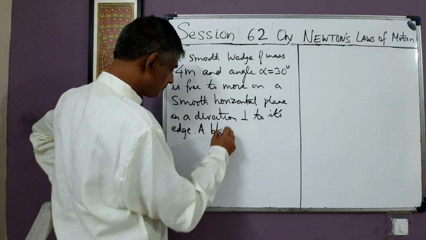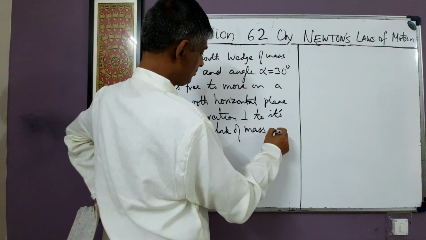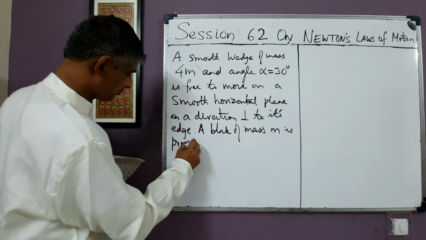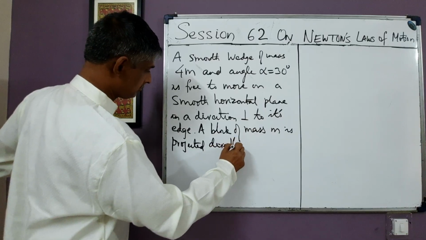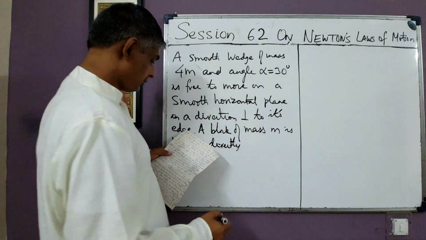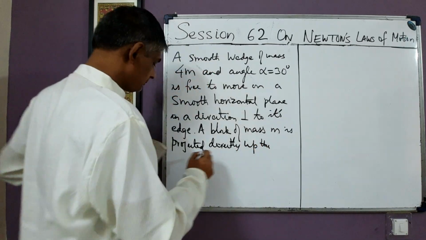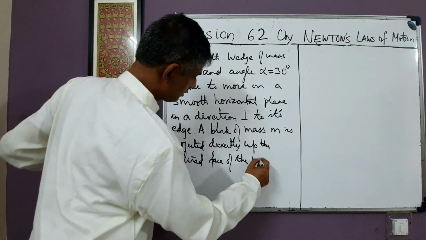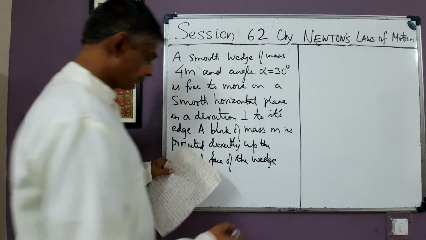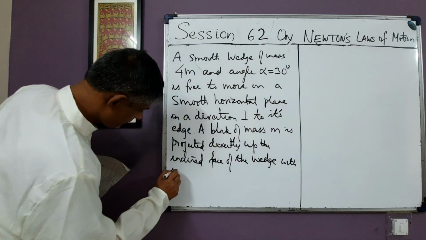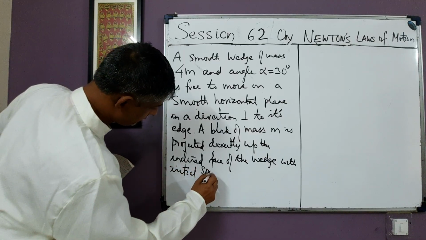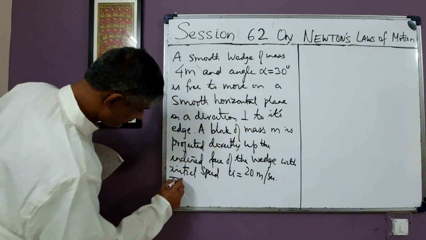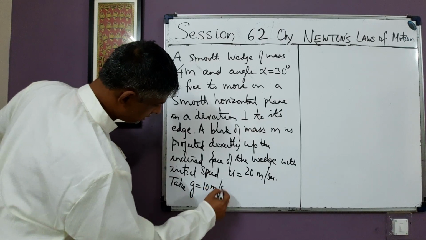A block of mass m is projected directly up the inclined face of the wedge with initial speed u equal to 20 meter per second. Take g equal to 10 meter per second square.